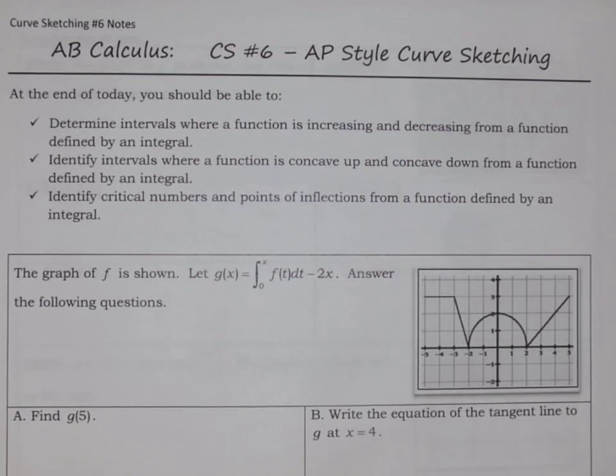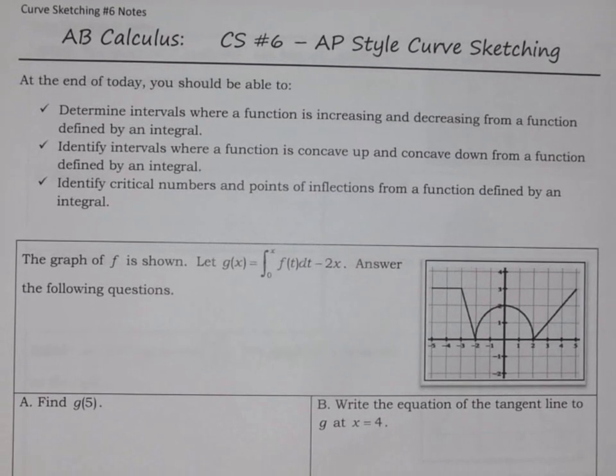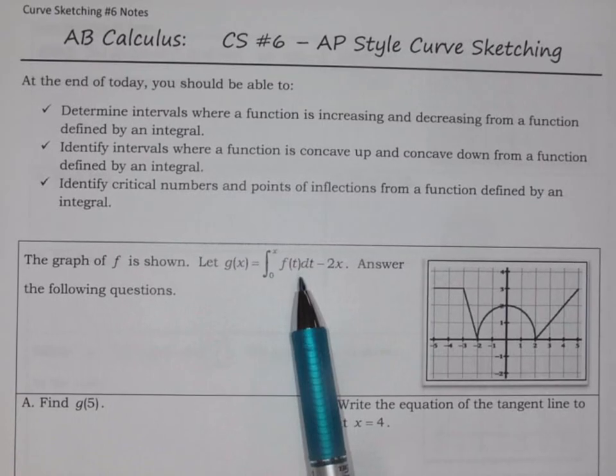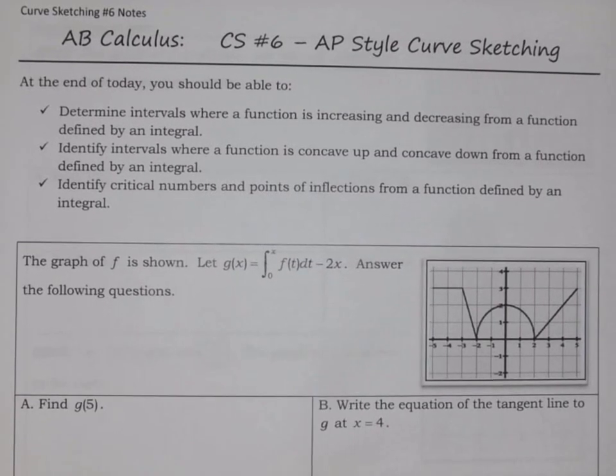Okay, today we're going to look more at curve sketching, and some of these are old AP style problems, or very much like old AP style problems. But again, it's just a review over what we've learned so far. So for this first one, it says the graph of f is shown, and we have g of x is equal to the integral from 0 to x of f of t dt minus 2x.